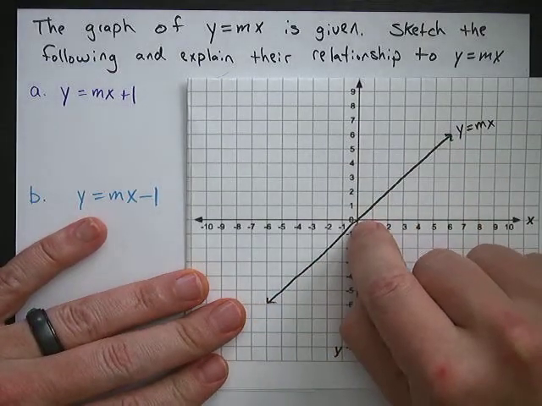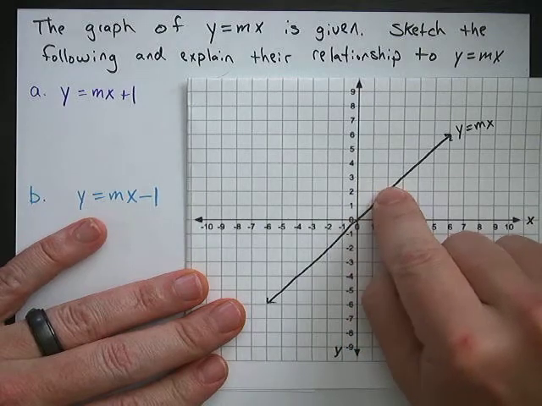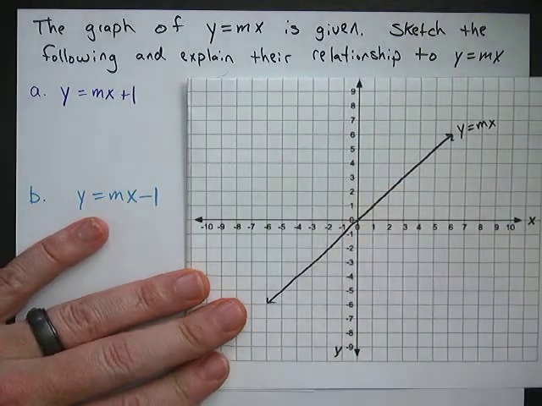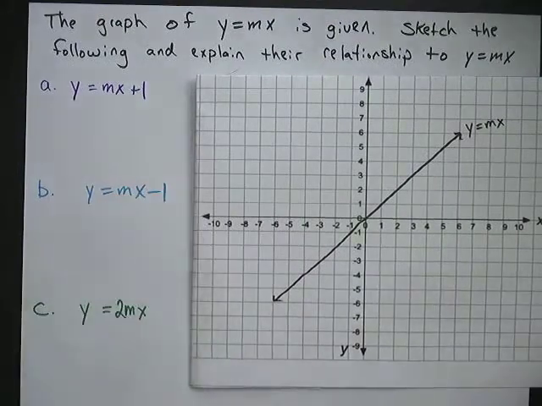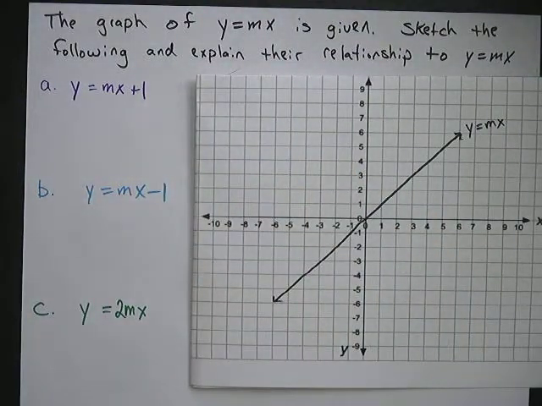You can even see what that slope is. Up 1 over 1, up 1 over 1. So the slope is 1 and it has a y-intercept of 0. Okay, so what would happen if we took y equals mx and we added 1 to it?